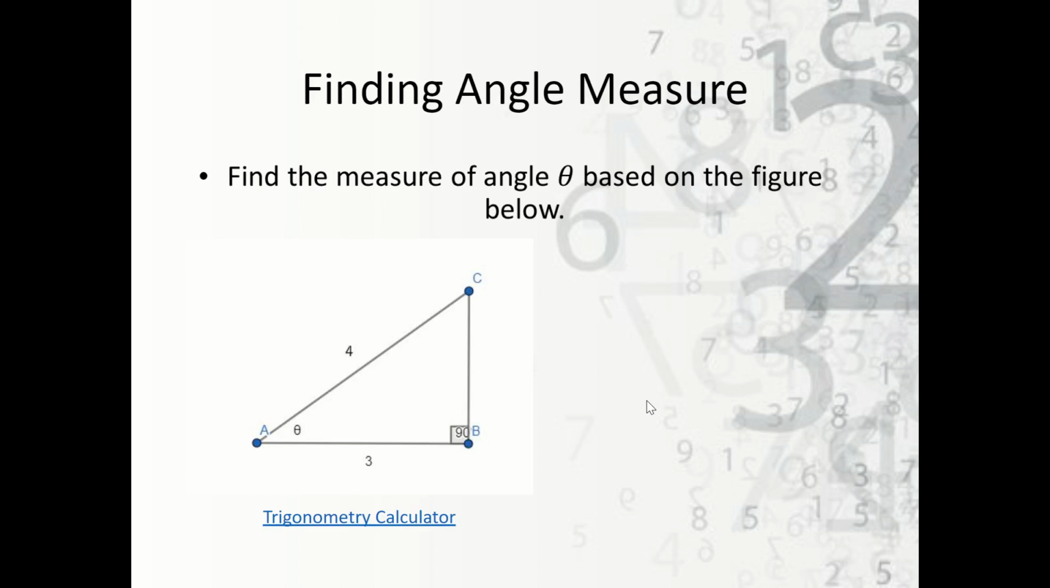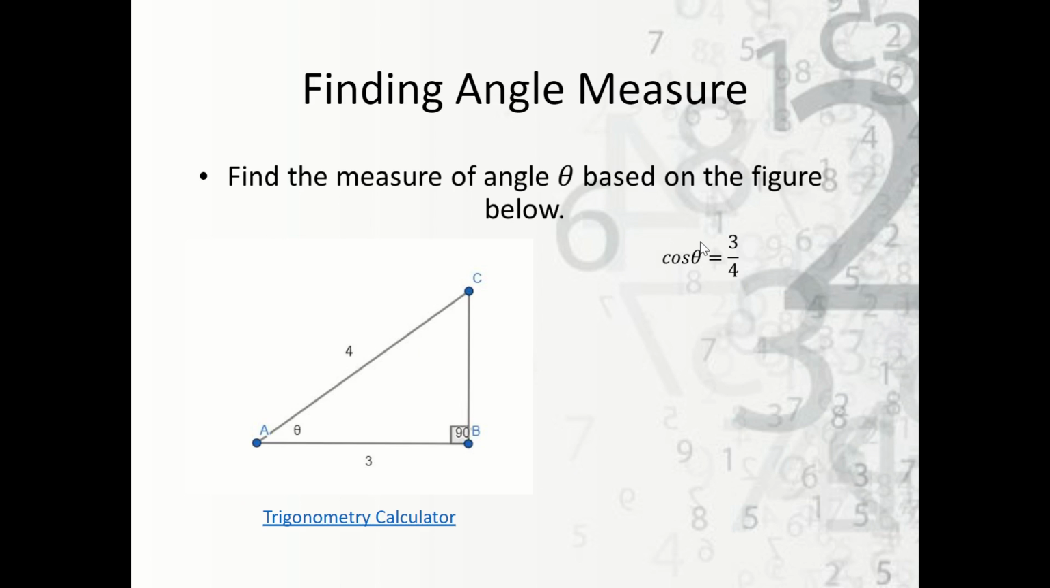So how does that help us find angle measures? In this case, we want to find theta, which is this angle here, and we're given this side and this side. Well, this side is our adjacent, this side is our hypotenuse, so we have adjacent and hypotenuse, so we know that we're going to need to use cosine. So we'd say cosine of theta is equal to 3/4, adjacent over hypotenuse.